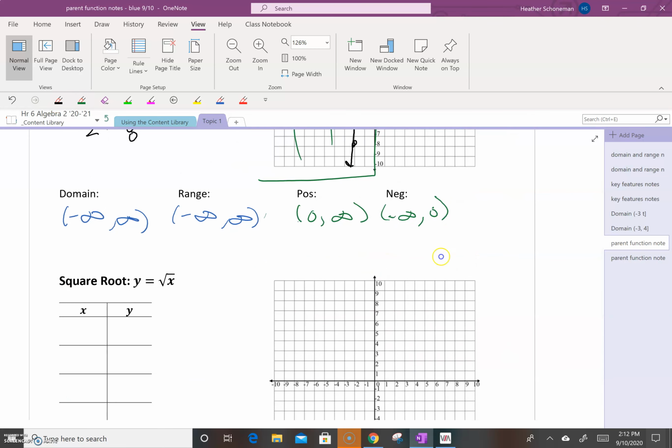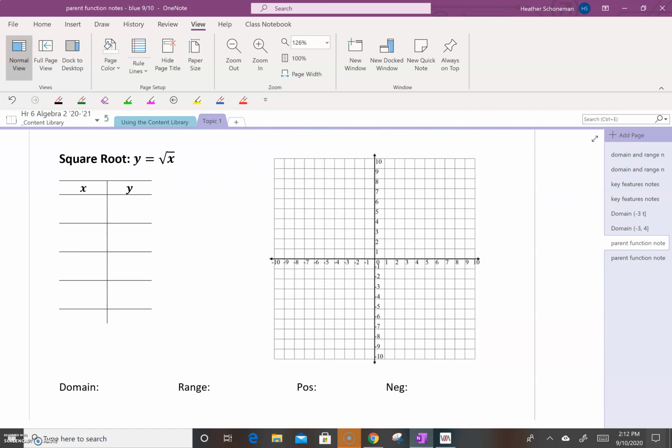Next one is a square root. It's also called a radical equation. So that is the name of it. This is your equation. This time you can't do the negatives because you can't plug in a negative number. So this time we're going to plug in 0. And 0 squared is 0. We're going to do 1. Square root of 1 is 1.